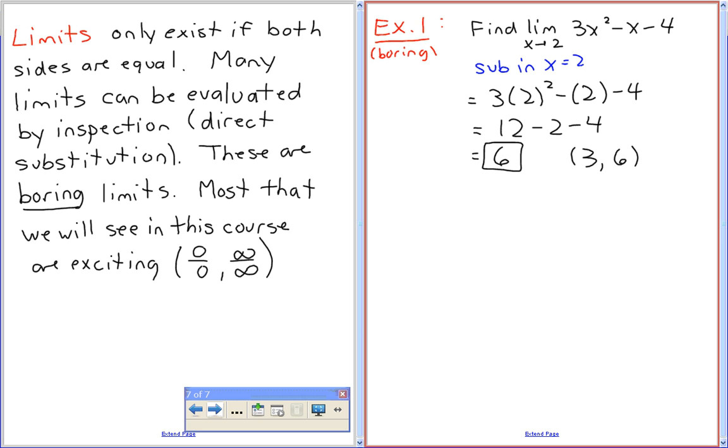The internet will ignore my mistakes. I'm too excited here, okay? That wasn't boring. You know it's a boring limit, and I'm so excited about it, because example 2 is where the thrill is coming.